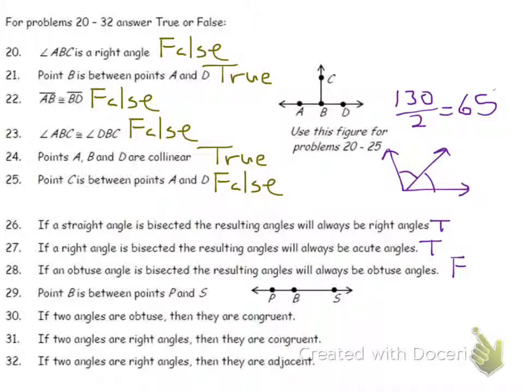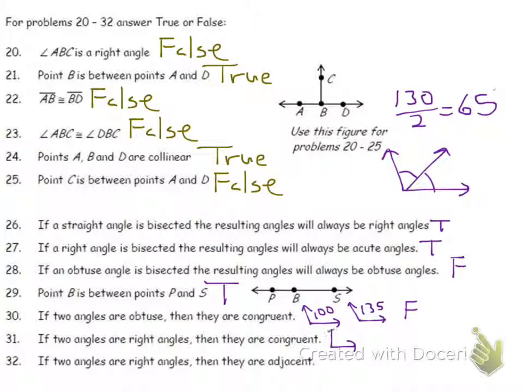29, point B is between P and S is true. 30, if two angles are obtuse, then they are congruent. If I had an angle that was 100 and an angle that was 135, those are not congruent. So that's false.